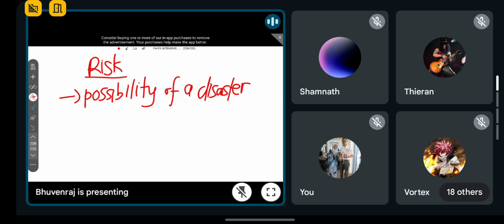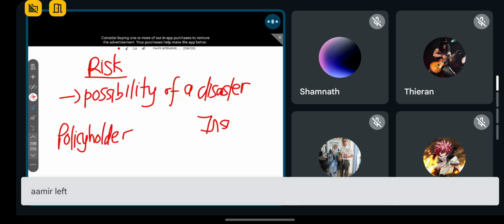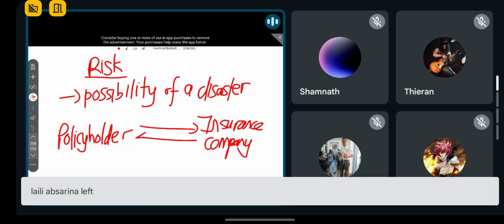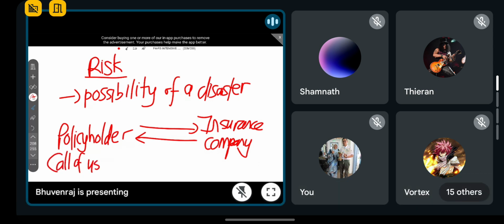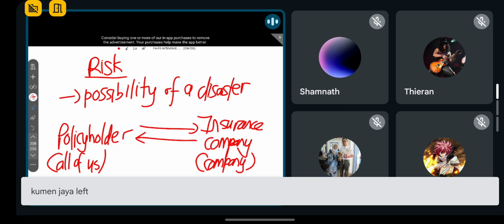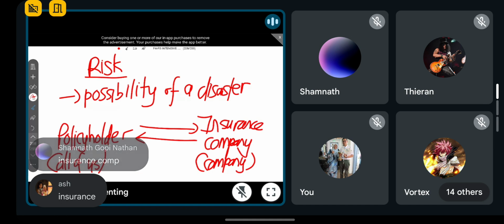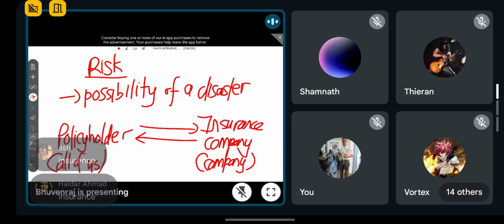Next, what you must understand is the relationship between the policyholder and the insurance company. There is a two-way relationship between these two parties. The policyholder is basically all of us, an ordinary person in simple terms. This one is the company itself. So I want to ask you guys, who gives the compensation? Insurance company or policyholder? Yes, very good. The insurance company gives the compensation. That's the first thing you all must understand, so I write here, compensation.